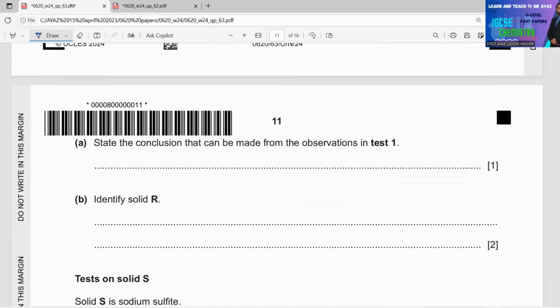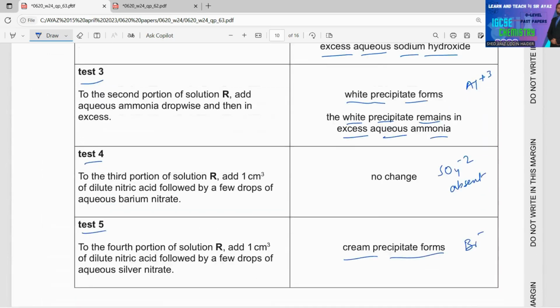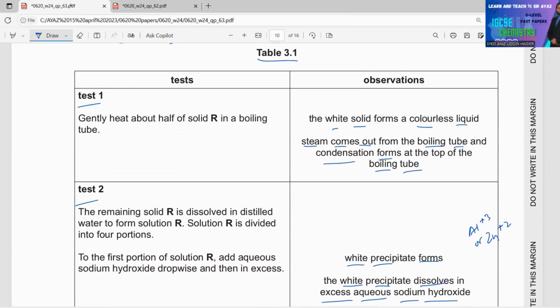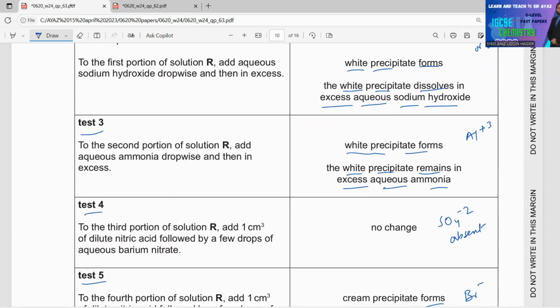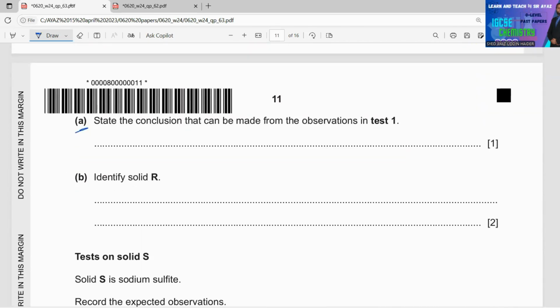Now let's see the questions. Part A. State the conclusion that can be made from observations in test 1. If you look at test 1, there's white solid forming a colorless liquid, and there's steam also coming out of the boiling tube and condensation forms at the top of the boiling tube. It means that solid R must be having water chemically combined with the salt. And the term we use for this is known as water of crystallization.